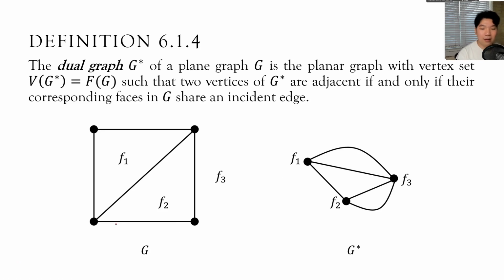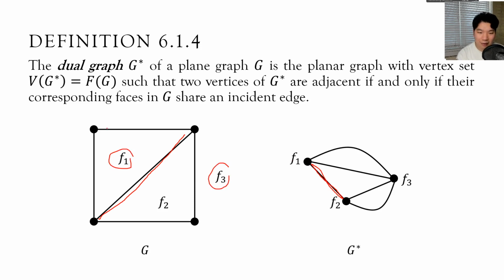So if I look at this, F1 and F2, they share a common edge, this middle edge right here. Hence, they must be adjacent. I'm trying to trace these as cleanly as I can with my mouse. So that's why we have this edge over here. But what about F1 and F3?